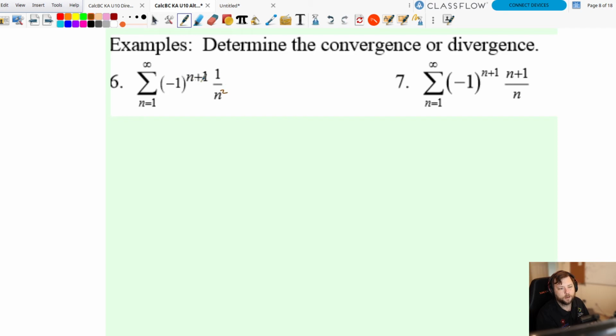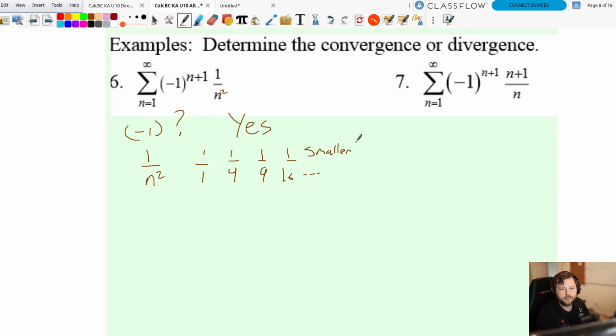I already did this one. I'm going to change that to 1 over n squared. Let's take this one. Does it have the negative 1 factor? Yes. What's the pattern? I'm going to say it's 1 over n squared. Now, technically, is this getting smaller? If you want to check it out, just start writing a few of them. 1 over 1, 1 over 2 squared, so 4, 1 over 9, 1 over 16. Yeah, it gets smaller, definitely.